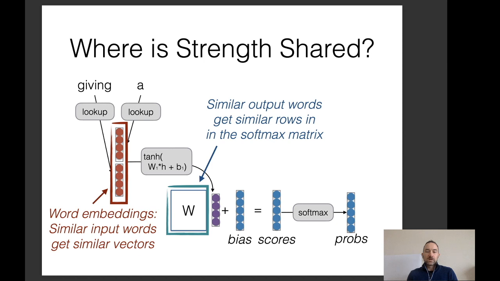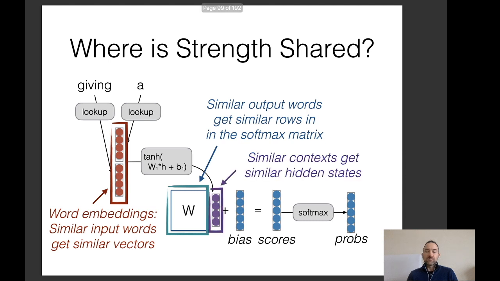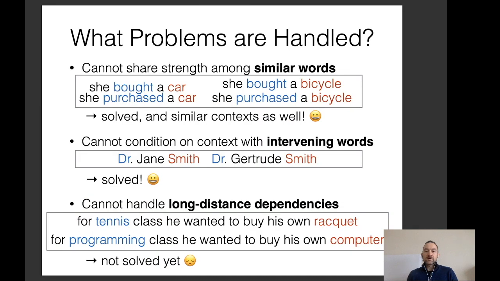In addition, similar output words get similar rows in the softmax matrix here. So if words are likely to occur in similar contexts, we can also share strength among them as well. And finally, similar contexts will get similar hidden states. So that means if we see contexts that tend to be followed by the same words, then they can also share strength among their training examples. So obviously this solves the first problem that we talked about. Now the model is able to share strength among similar words and even similar contexts.